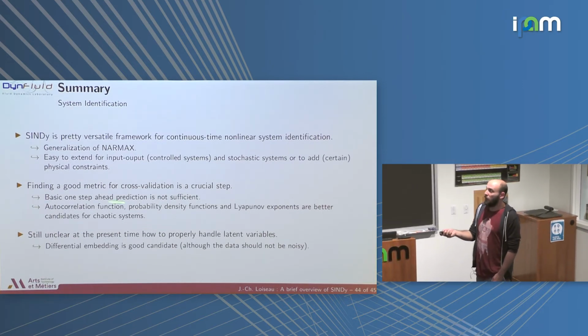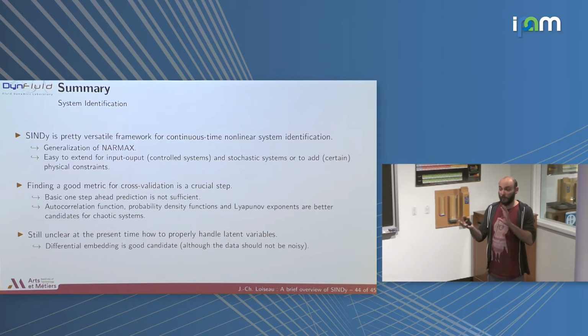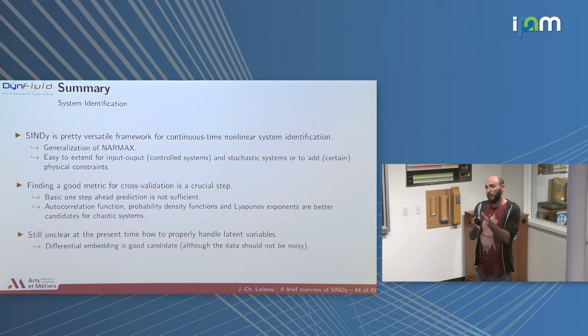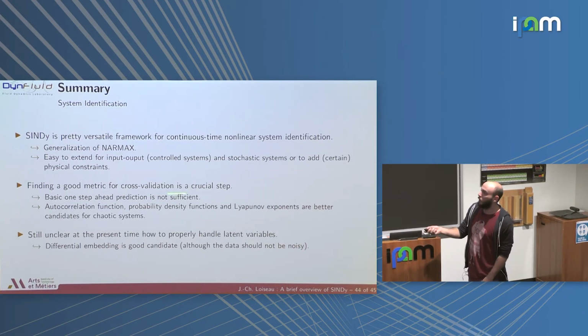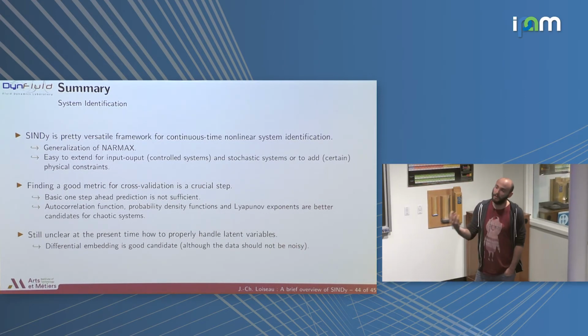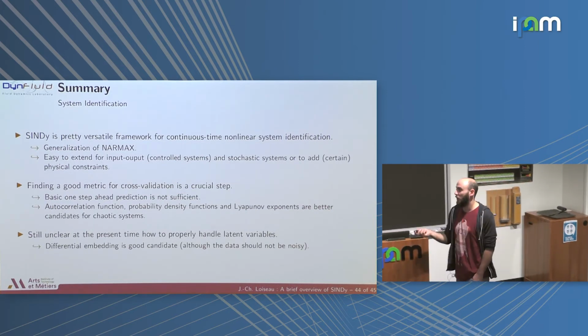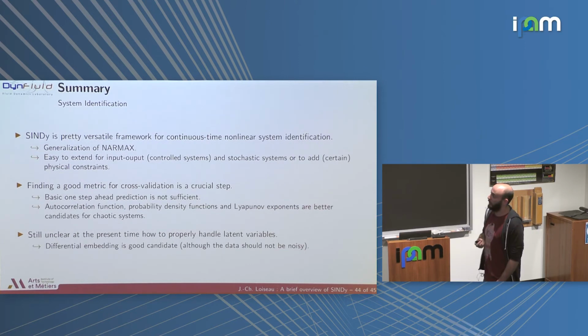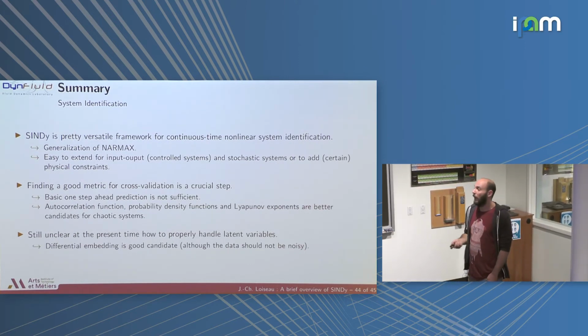What I've used here is actually the autocorrelation function of the signals. So I try to make sure that the autocorrelation function of the DNS data and of the reduced model are as close as possible. You could also, for instance, compare the probability density functions of the DNS data and the reduced model using, for instance, the Wasserstein norm. Lyapunov exponents are even better candidates for a chaotic system if you can compute them.